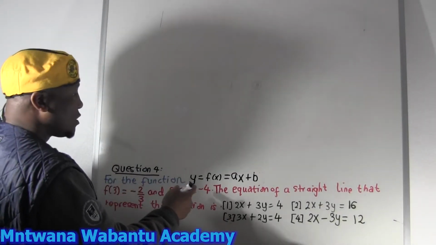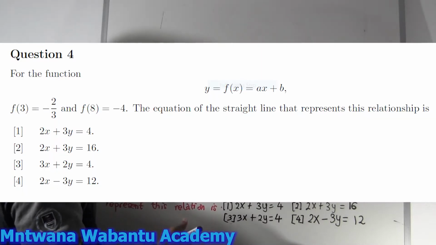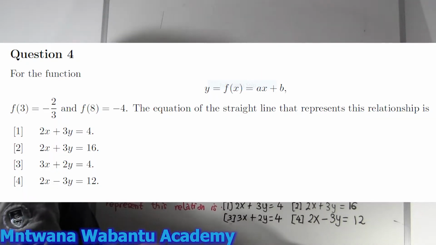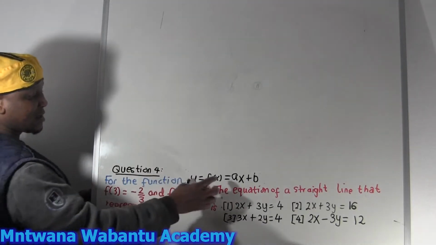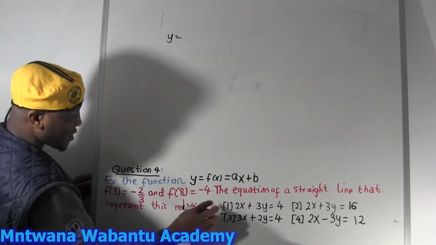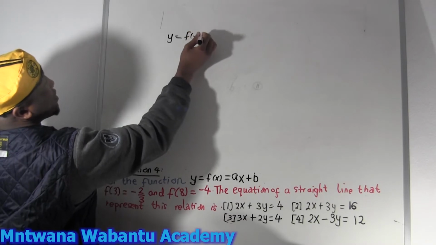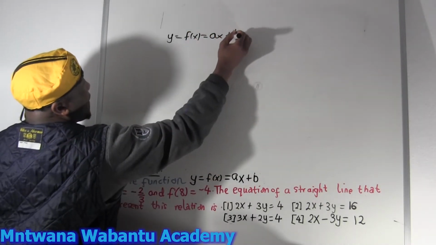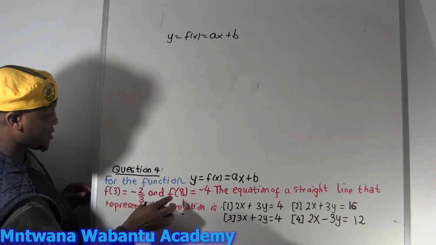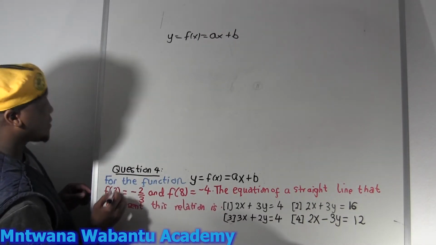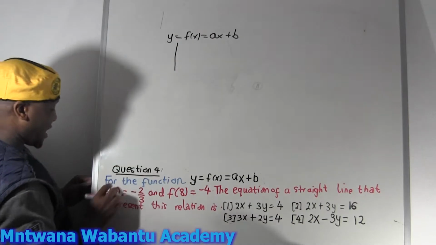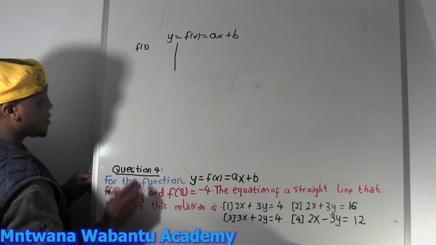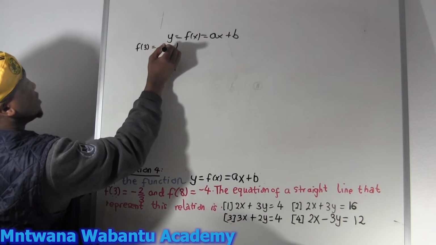Okay, so we have this question. This is one of the easy questions. We're going to do the same as the question we did before. I'm going to take my y equal to f of x, equal to ax plus b. Now they say f of 3 equals negative 2 over 3.